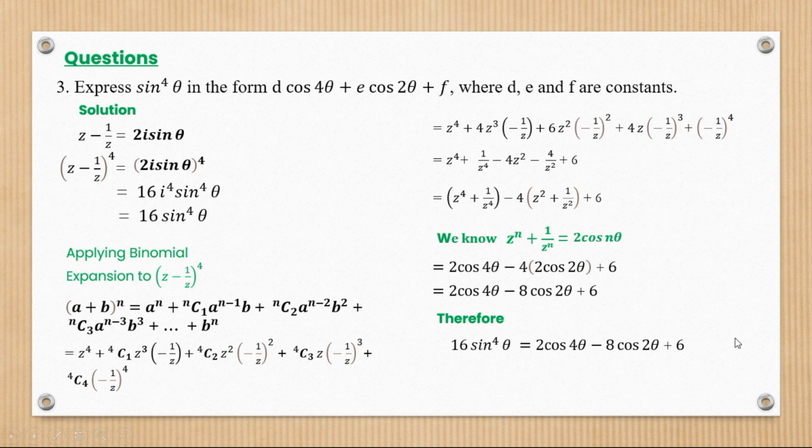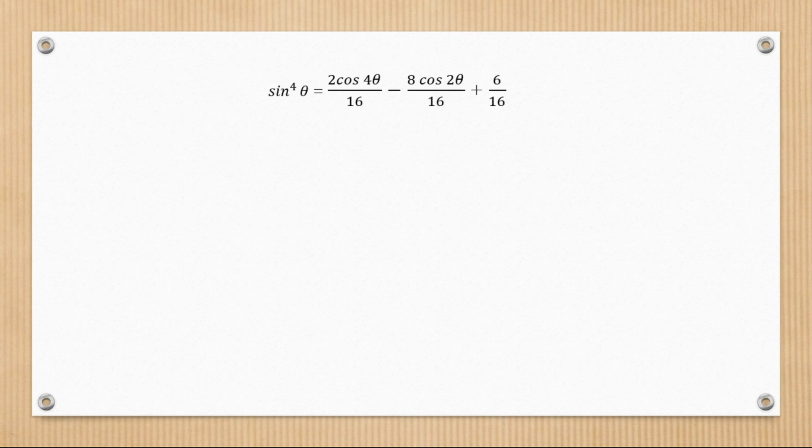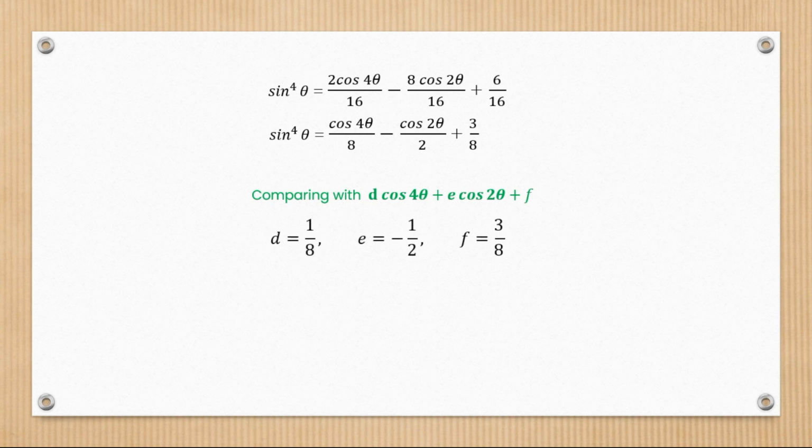So making sin^4 theta the subject, that is what we are left with. Now when we reduce that, we can see that this is what we end up having. When we compare to what we were given in the question, you can see that d will be equal to 1/8, e shall be equal to negative 1/2, and f shall be 3/8. And that's how we solve the question.